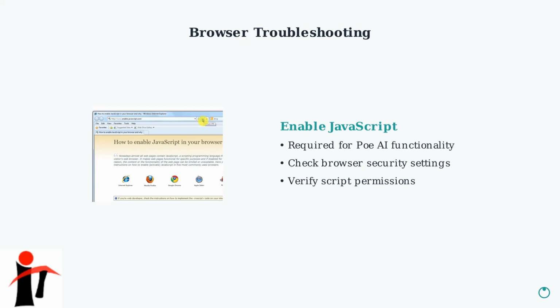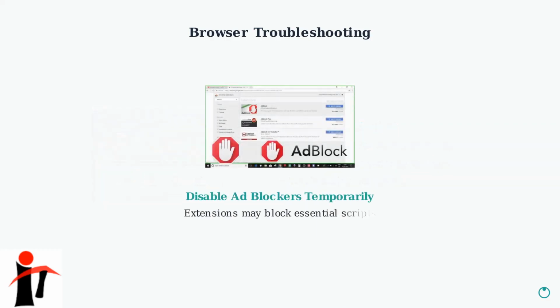JavaScript must be enabled for Poe AI to function properly. Many users unknowingly disable JavaScript or use browsers with restrictive security settings that block essential scripts. Ad blockers and privacy extensions can interfere with Poe AI's operation. Temporarily disable these extensions to test if they're causing the problem, then whitelist Poe if needed.